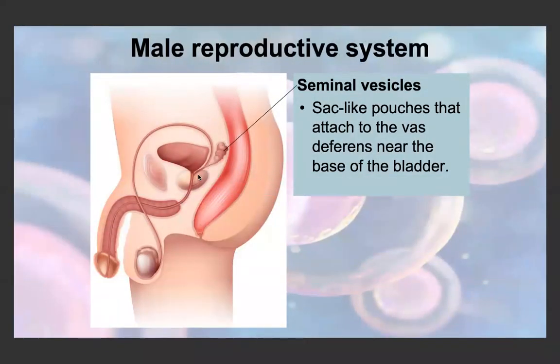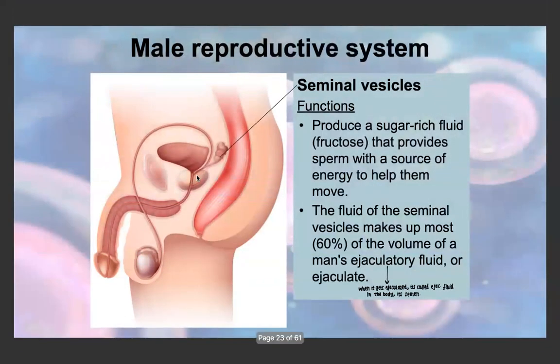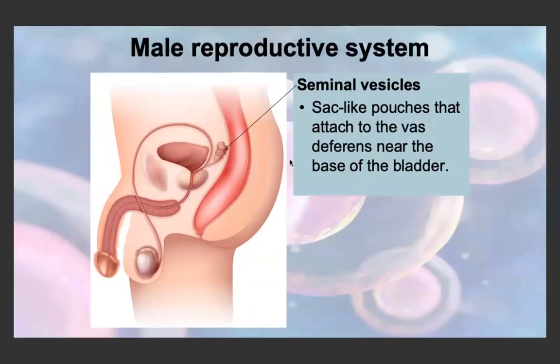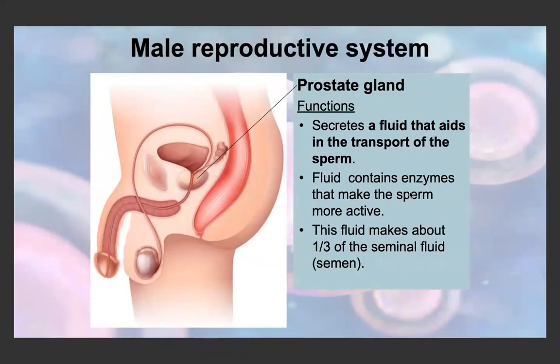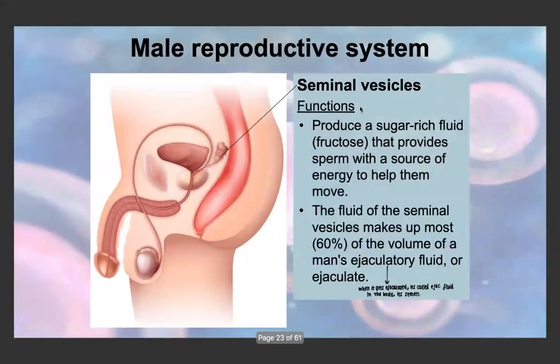Then if we look at the seminal vesicles, so we have the prostate gland here, and now we have the seminal vesicles. These are sac-like pouches attaching to the vas deferens, the sperm duct, near the base of the bladder. The functions of the seminal vesicles are to produce a sugar-rich fluid called fructose that provides the sperm with energy to help them move. So just as the prostate gland allows the sperm to become more active, the seminal vesicles also allow the sperm to have more energy. This fructose fluid makes up about 60% of seminal fluid or ejaculatory fluid.